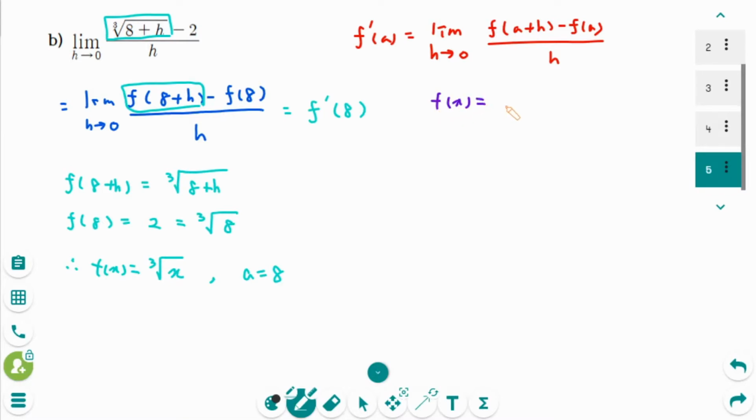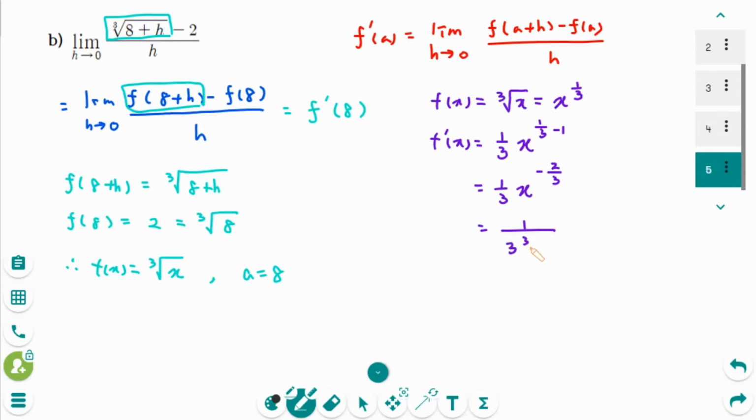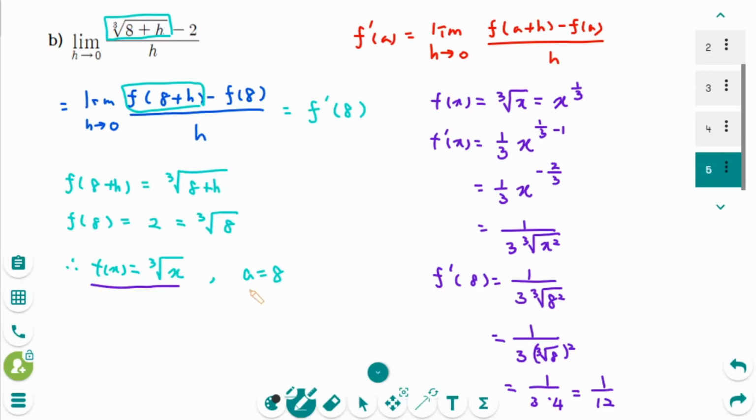When f of x equals the cube root of x, we can rewrite it as x to the power of 1 over 3. So f prime x equals 1 over 3 times x to the power of 1 over 3 minus 1, which is 1 over 3 x to the power of minus 2 over 3, which is 1 over 3 cube root of x squared. Therefore, f prime 8 equals 1 over 3 times the cube root of 8 squared. So 1 over 3 times the cube root of 8 squared is 1 over 3 times 2 squared, which is 4. Answer is 1 over 12. So the final answer: f prime 8 equals 1 over 12.